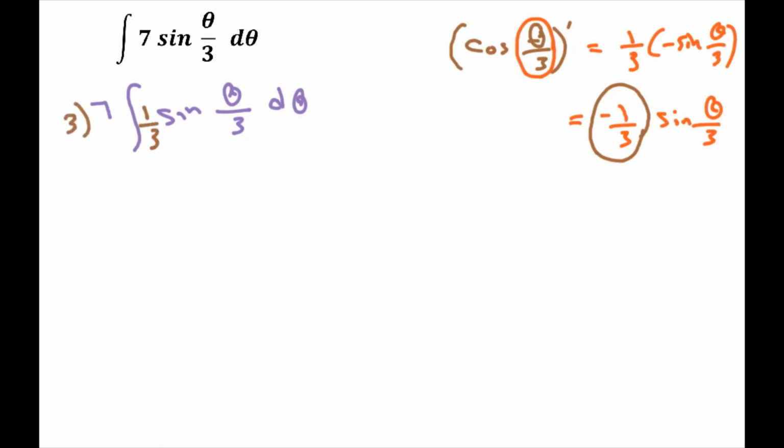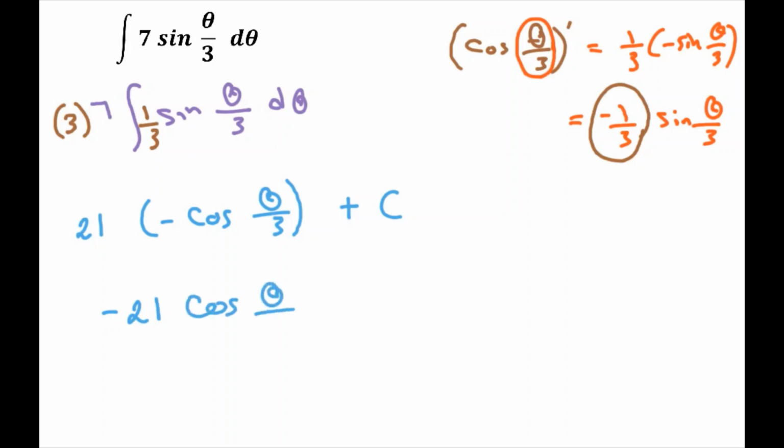You can say 1/3 and then later on you will say negative 1/3 here. That means I'm going to put 3 here. Now, it will be 21 negative cosine theta over 3 plus constant. That's going to be negative 21 cosine theta over 3 plus constant.